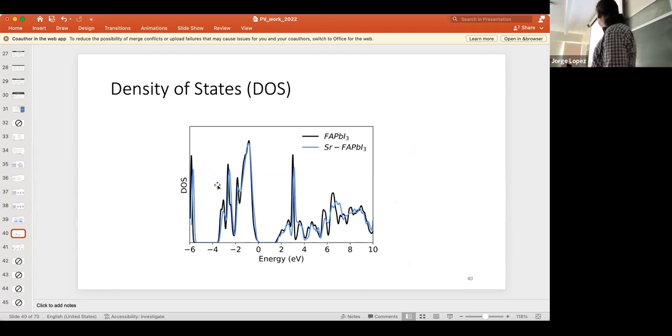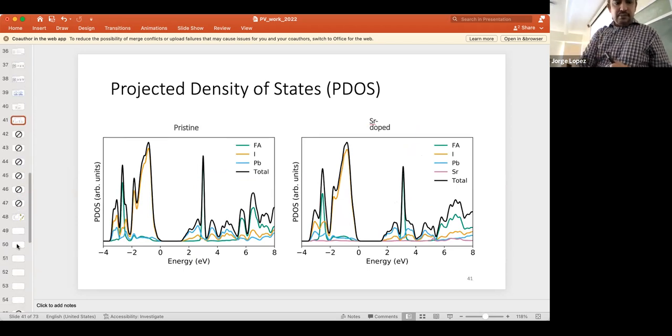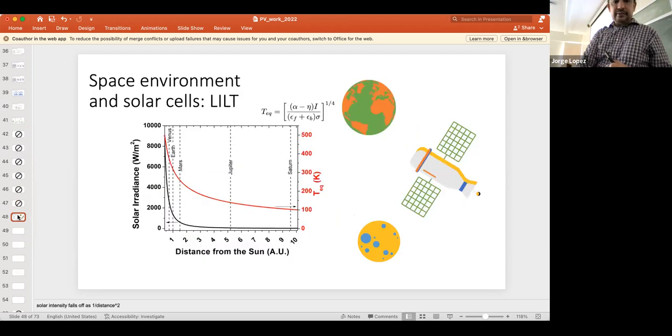If we look at the density of states, that would tell you where it's absorbing and how much. We see that around this area and this area, they're about the same. So that would be from the valence band to the conduction band. So things are not going to change. So according to our calculations, it should be a really good material to use. I don't have time to explain this one. Let me jump to the really exciting stuff. So we got money from NASA.